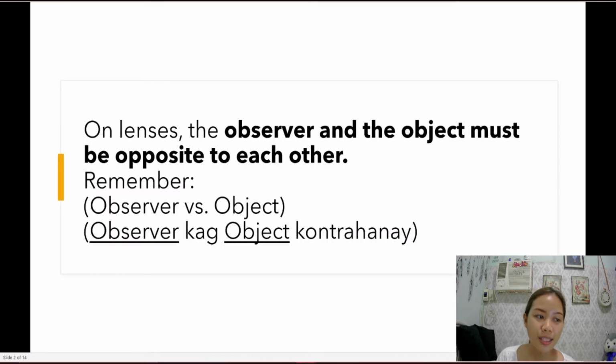On lenses, the observer and the object must be opposite to each other. It is because when you are using lenses, the light passes through. Since the light passes through, it does not bounce back, it refracts. So remember, observer versus the object. They are opposite each other.